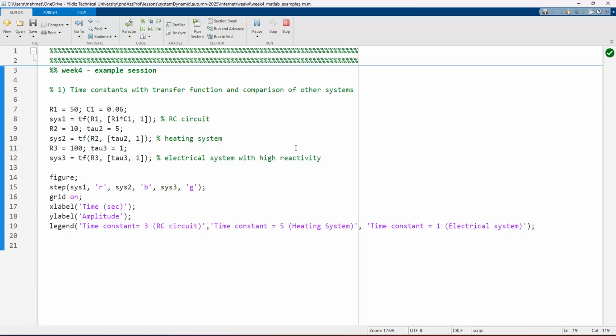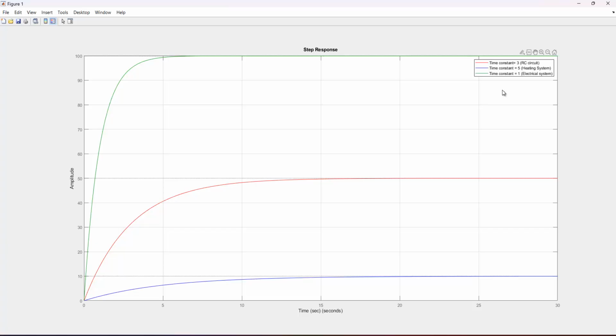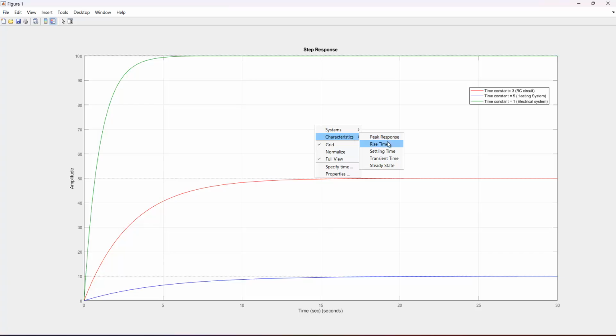If we run this code, we will have the unit step response applied on these systems. First of all, just see that we have three kinds of response here. The blue line is the heating system, the green one is the electrical system, and the red one is the RC circuit. So we need to compare the results based on the time response characteristics. In order to do that, we right click here, and the characteristics should be examined.